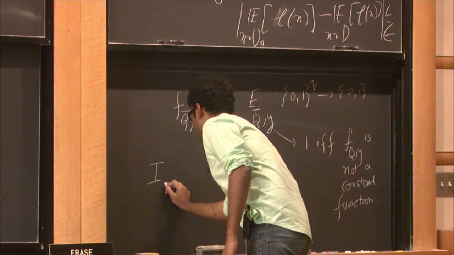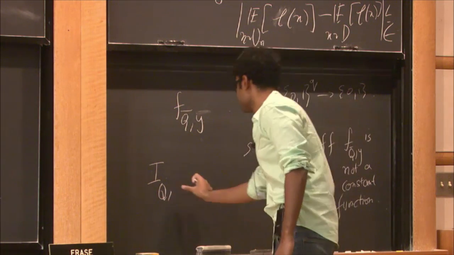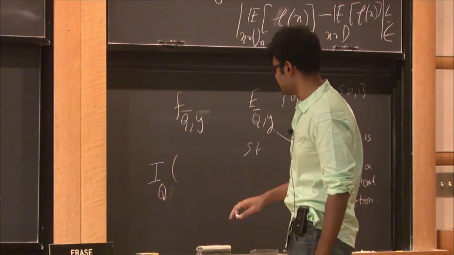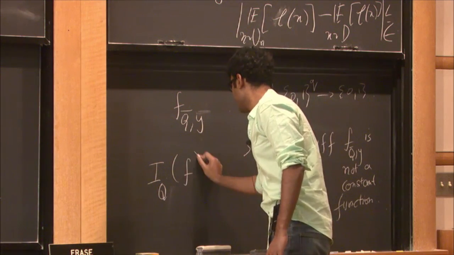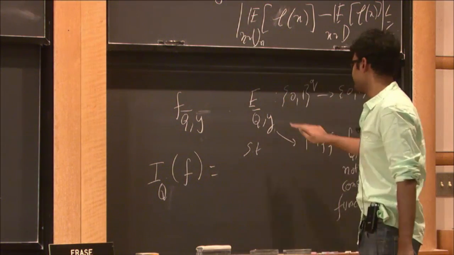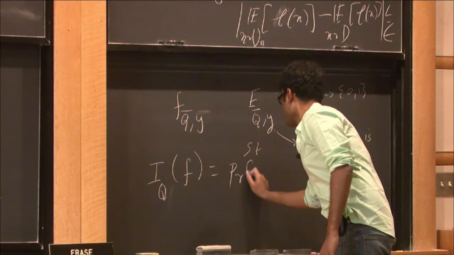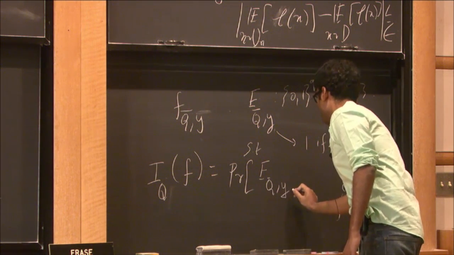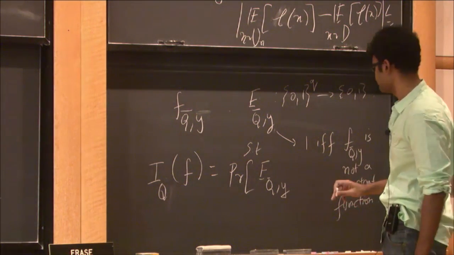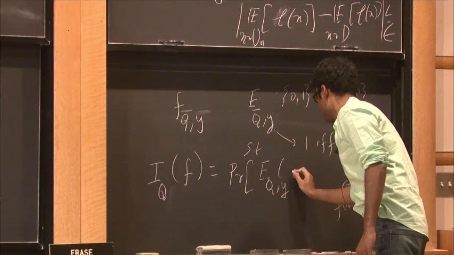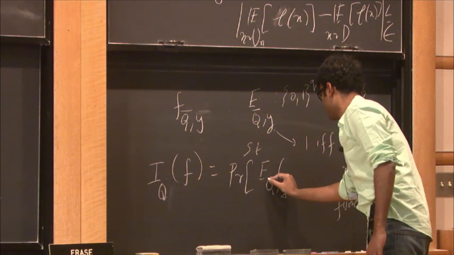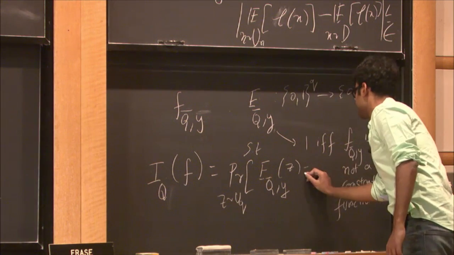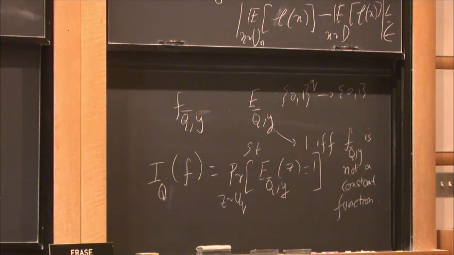So it's easy to see that I_q, the influence that the q coordinates have on f, is equal to the bias of this function: the probability that, where y is uniform over the outside coordinates and z is sampled from a uniform q-bit string, E(z) is equal to 1. Right?